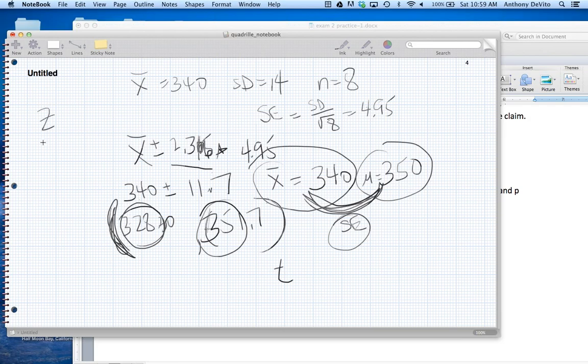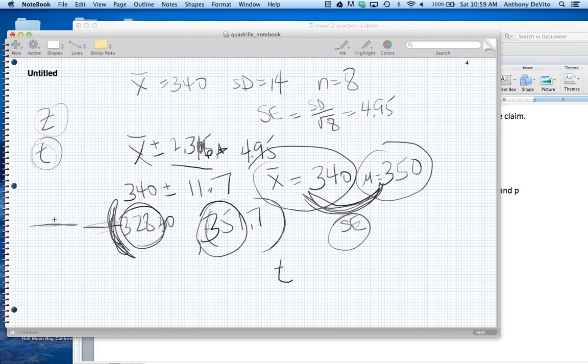The z-score and the t-score, what they have in common is that the z-score and the t-score both represent the number of either standard deviations of the population, in the case of z, or standard errors of the samples, in the case of the t-sample.